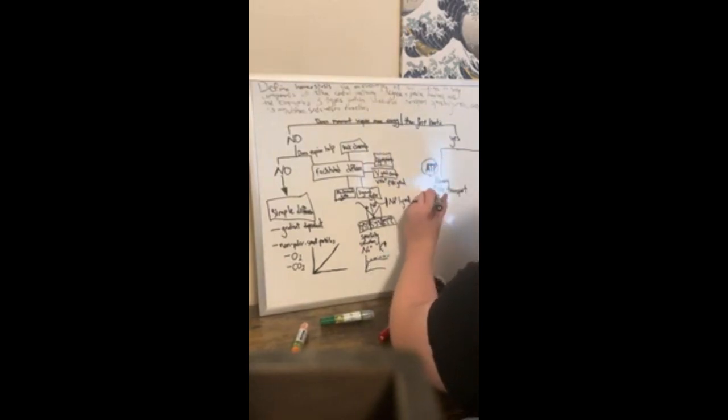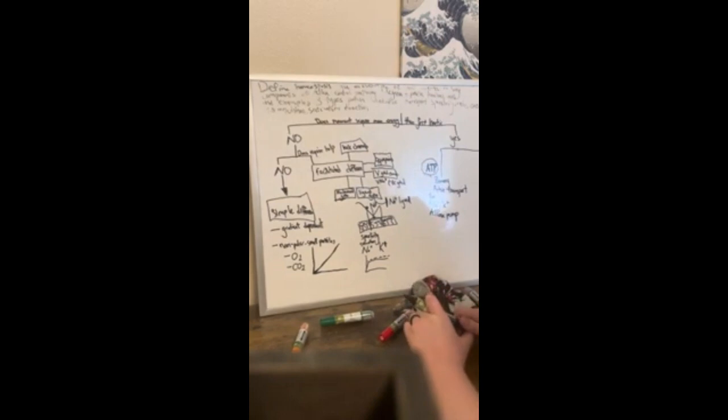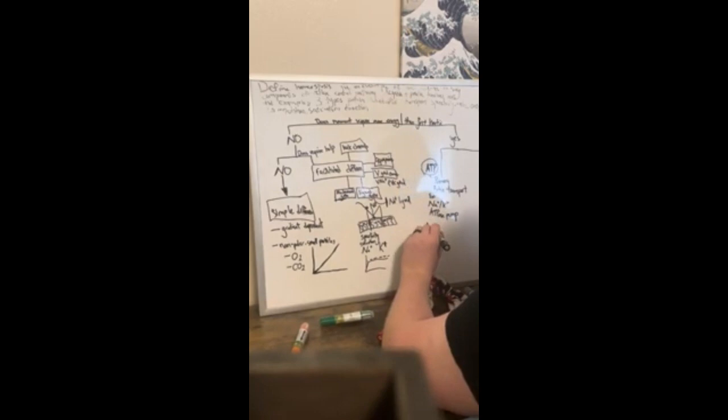A good example of primary active transport that we've talked about in class is the sodium potassium ATPase pump. So how this pump works is 3 sodium are pumped out of the cell, while 2 potassium are pumped in.